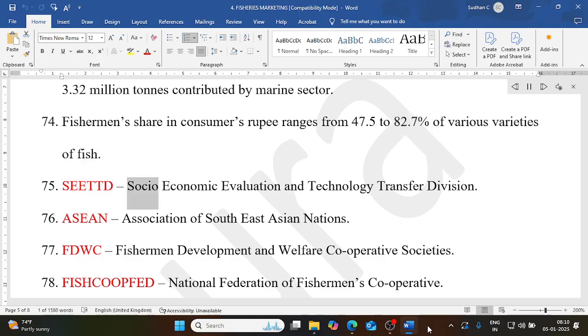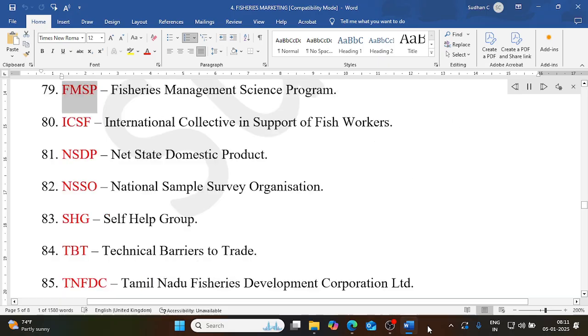SEET, Socio-Economic Evaluation and Technology Transfer Division. ASEAN, Association of Southeast Asian Nations. FDWC, Fishermen Development and Welfare Cooperative Societies. FishCoopFed, National Federation of Fishermen's Cooperative. FMSP, Fisheries Management Science Program.